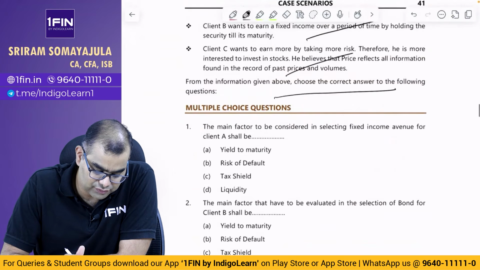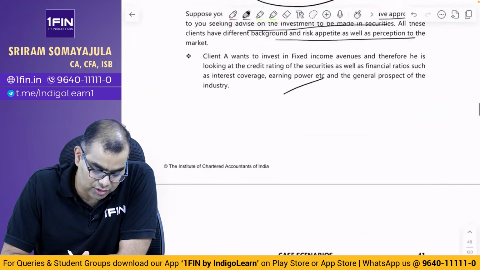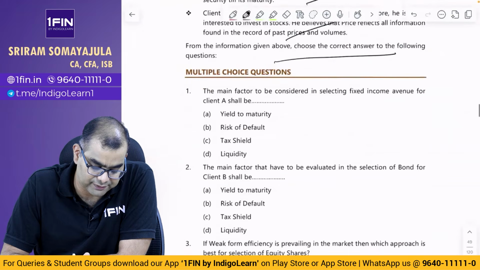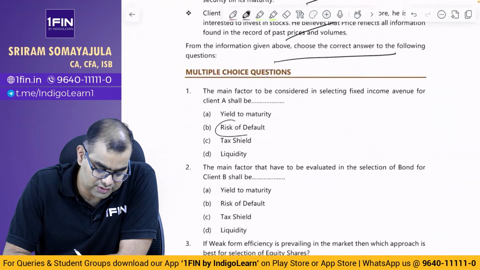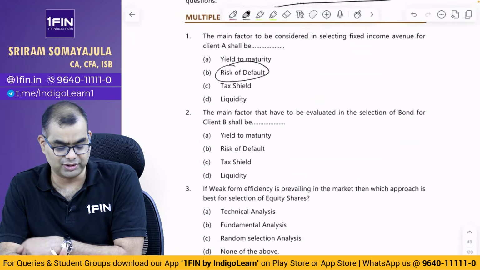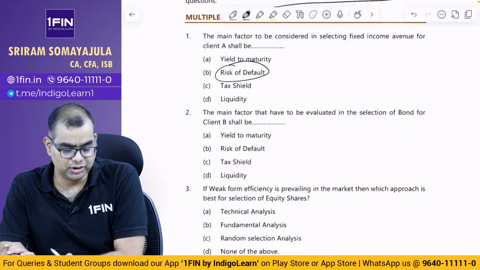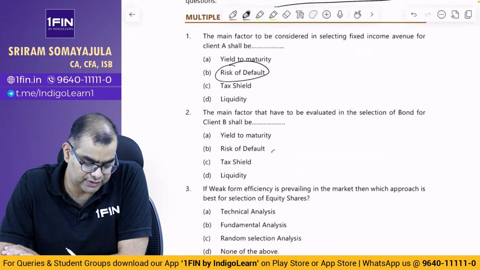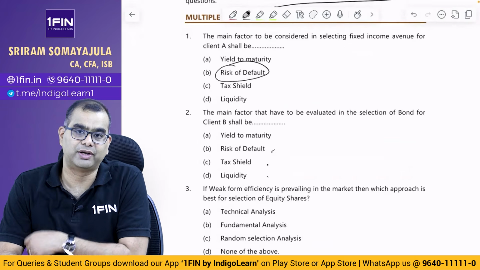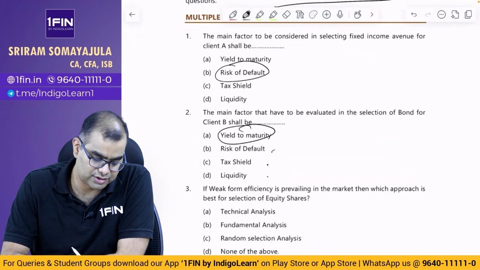So, for client A, see, client A wants what? Therefore, he is interested in credit rating and financial ratios. So, he is basically wanting security. If he is looking at security and safety, I think the risk of default is a very important thing. What does client B want? To earn fixed income over a period of time by holding till maturity. If he is going to hold till maturity, see, risk of default and liquidity are important, but his goal is to get maximum return. So, yield to maturity is the best way.